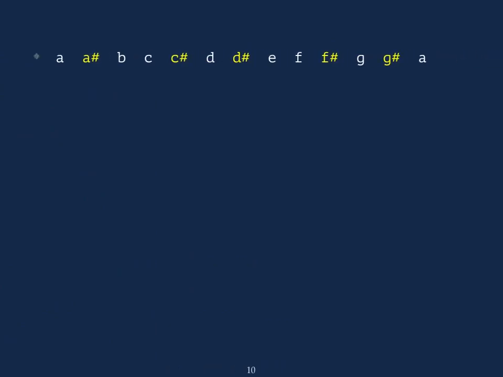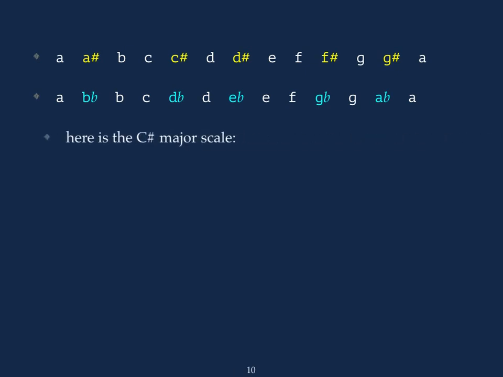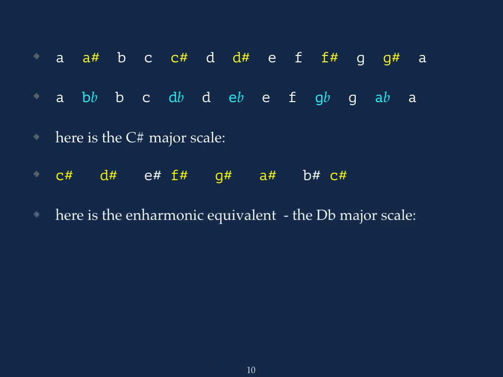So there's our 12 notes written out using sharps. And there's our 12 notes written out using flats. Have another look at the C sharp major scale. It looks exactly like the C major scale with every note sharped. So here's the enharmonic equivalent, the D flat major scale. So now we can see that our E sharp has its original name of F and the B sharp has its original name of C. So this will make it a little bit easier to construct the rest of our scales.